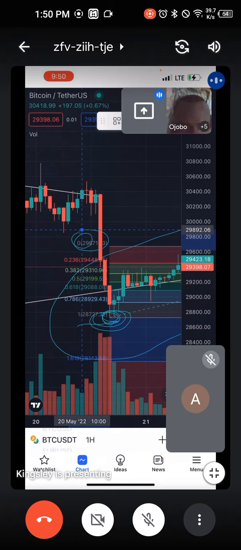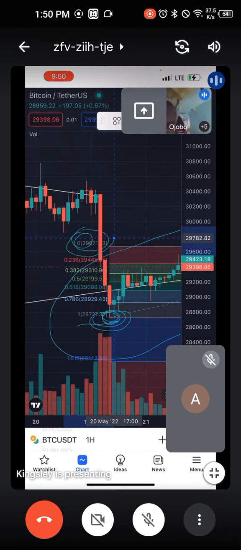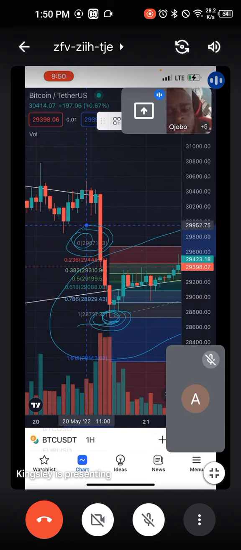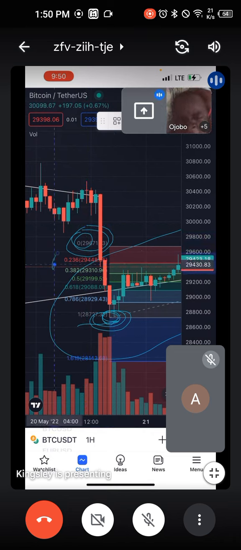So I told you that after the zero level, you begin to see the price of that particular asset. So this 29,671 is telling you the price of BTC at this level. Then the 0.236 will still be telling you the price of BTC at that level. So the same thing with all these ones here.